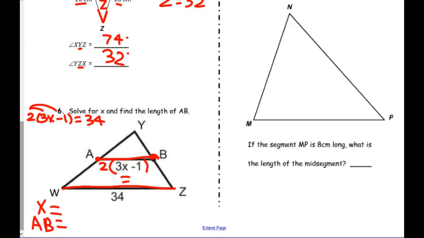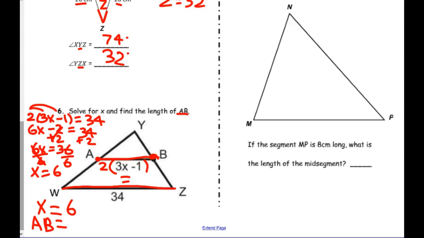I distribute that 2, so I get 6x minus 2 equals 34. Get rid of that loner, adding 2 to both sides. 6x equals 36. And when I divide by 6, x equals 6. Yay. But that's not it, because it wants us to know AB.